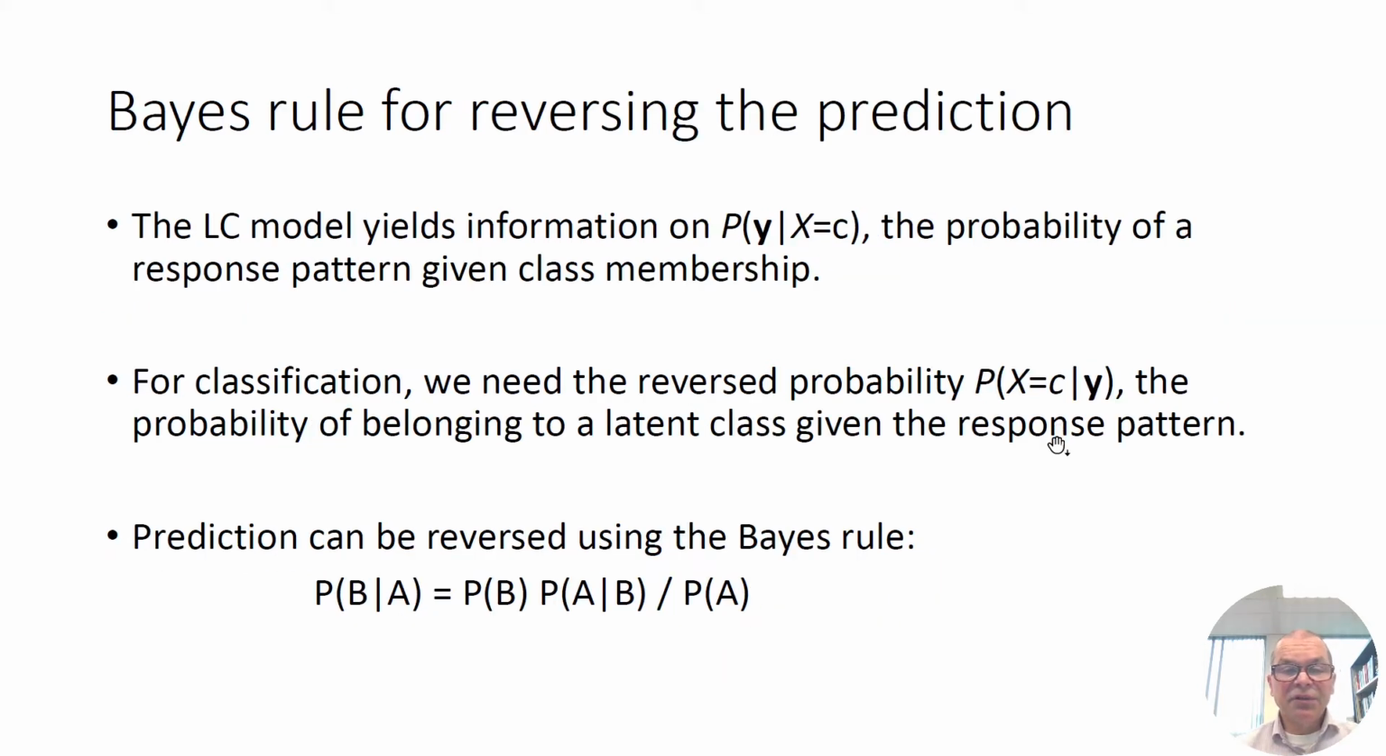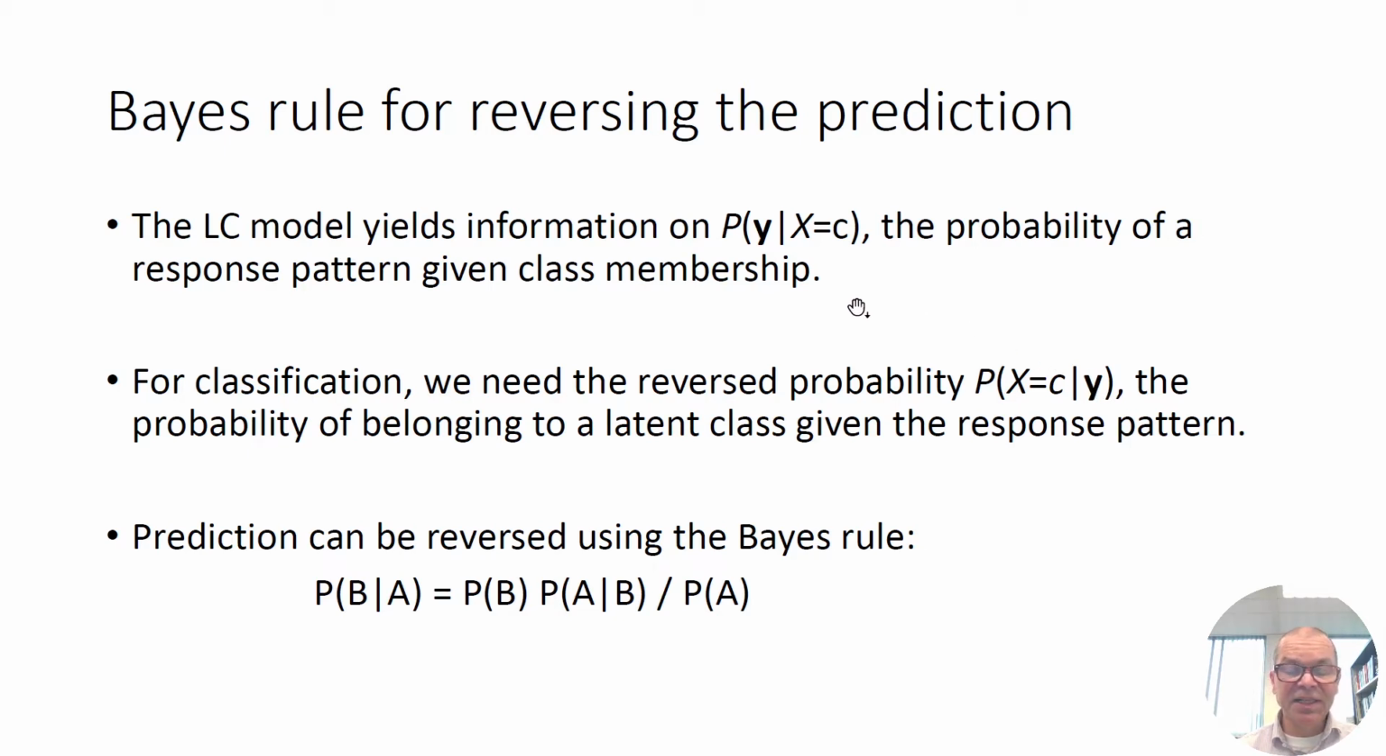The latent class model yields information on the probability of a certain response pattern, the probability of y, given the class membership. The probability of a response pattern given class membership, that's what you see here. And for classification, we need the reverse probability. We need the probability that someone belongs to a certain latent class, conditional on the response pattern.